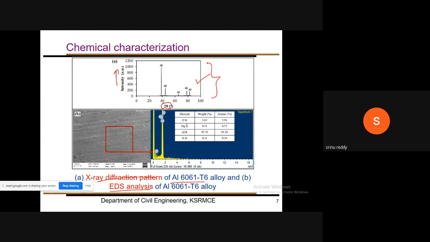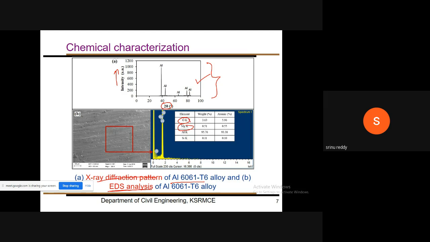And one more thing is from EDS analysis. This is semi-analysis, which both metallurgical people and civil people use. EDS is one of the modules in a scanning electron microscope. From the EDS, we can find out which basic elements are present. Here I have considered only four elements, because aluminum 6061 contains mostly aluminum, magnesium, and silicon. So that's why I have checked only the major components.